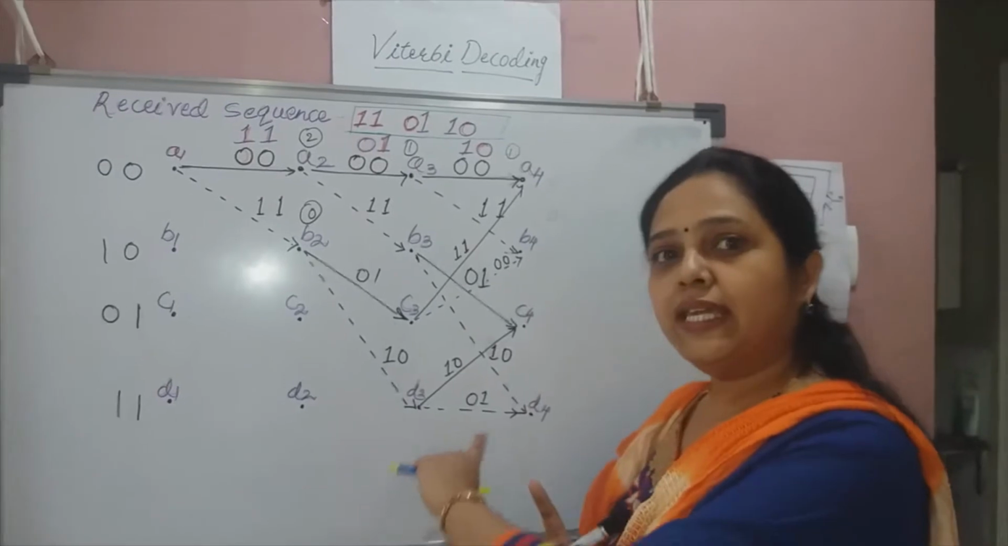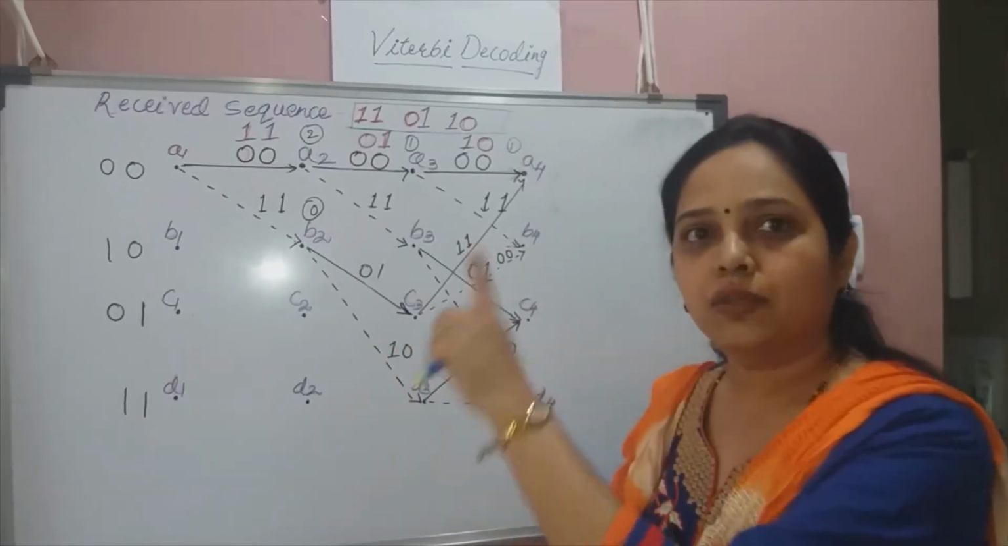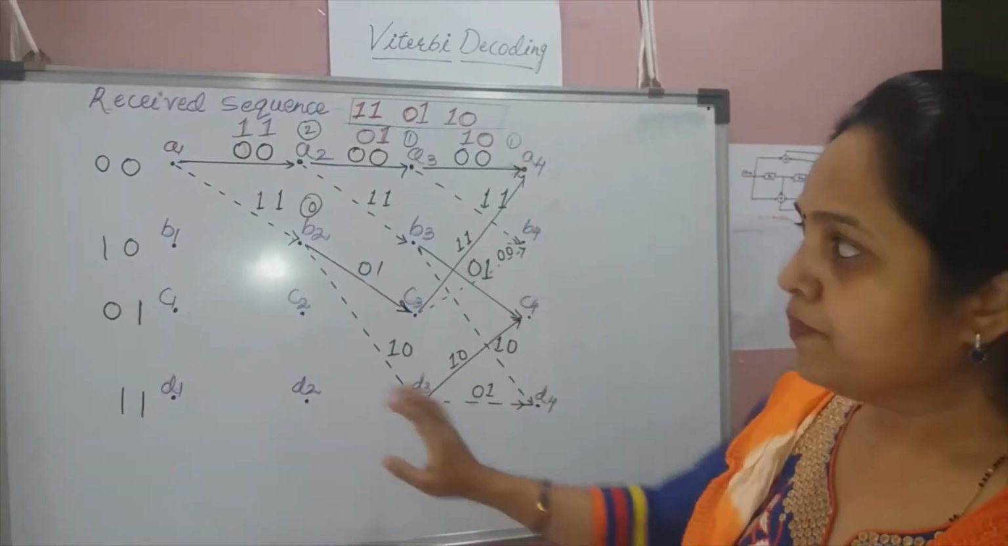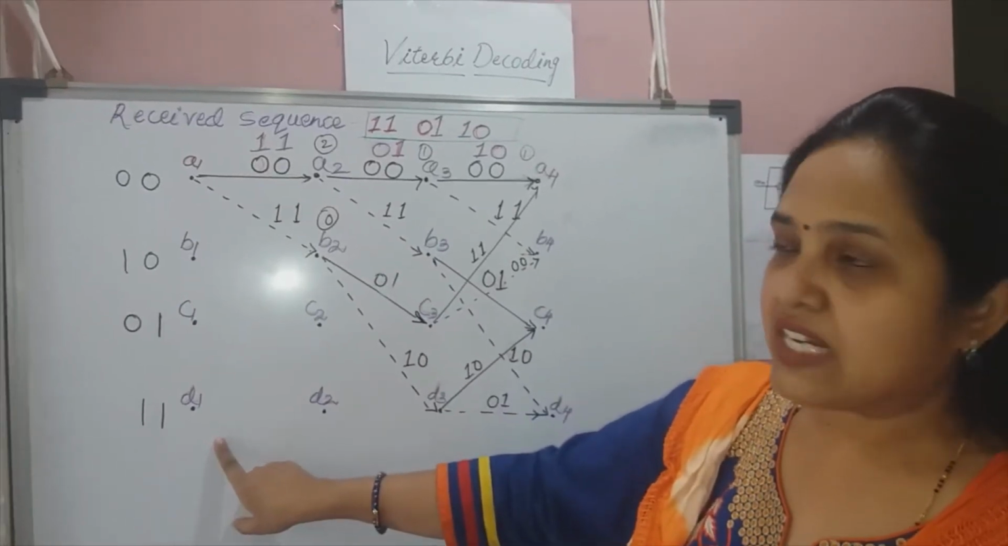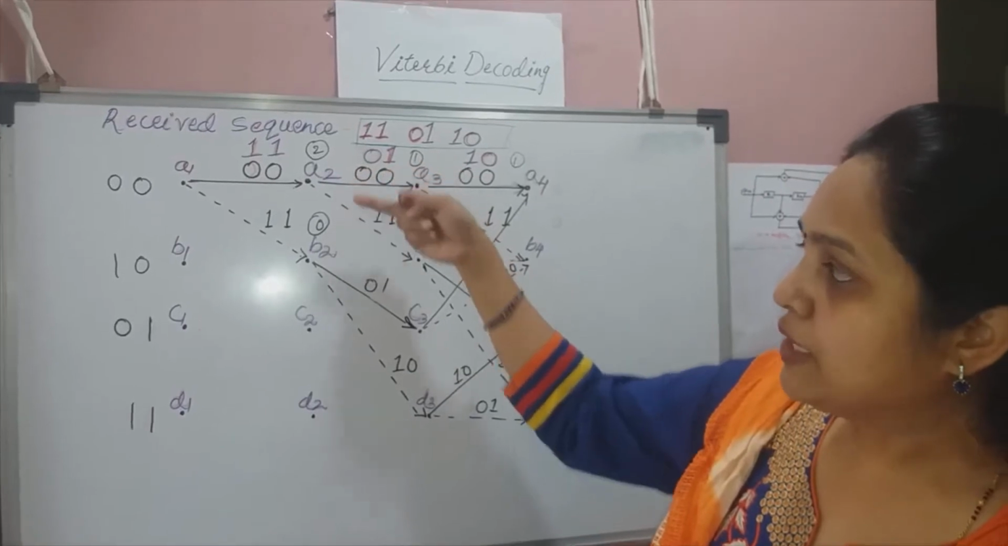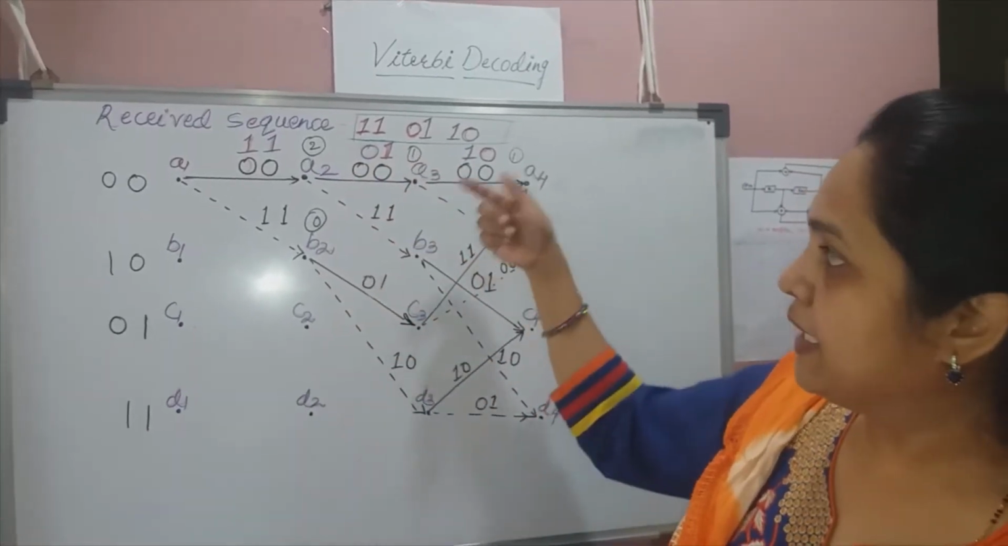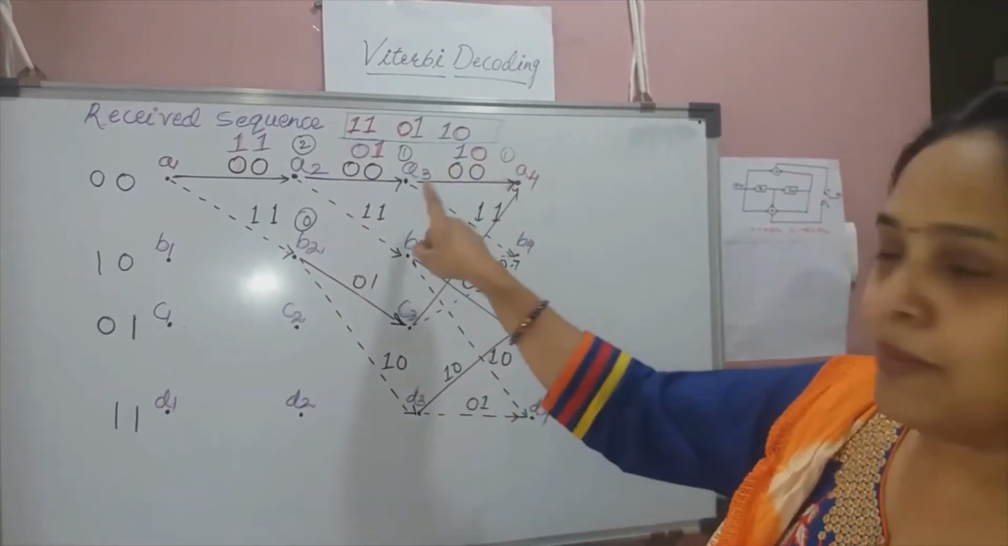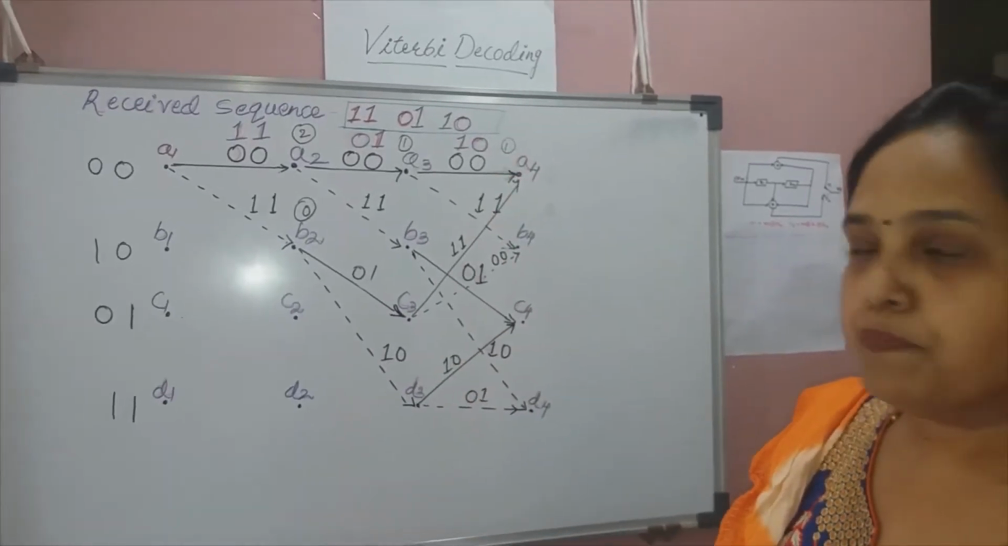Now the trellis diagram, which we had already discussed in the previous video, is drawn here. The first column states are written as A1, B1, C1, D1. Second column A2, B2, C2, D2. Similarly, third column and fourth column are A3, B3, C3, D3 and A4, B4, C4, D4, and so on.